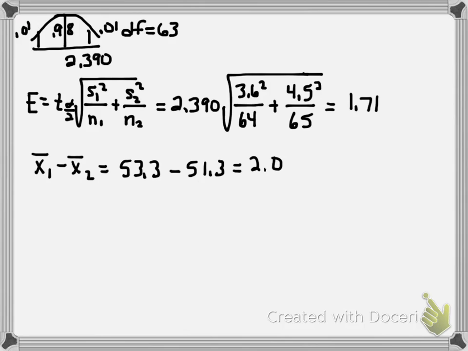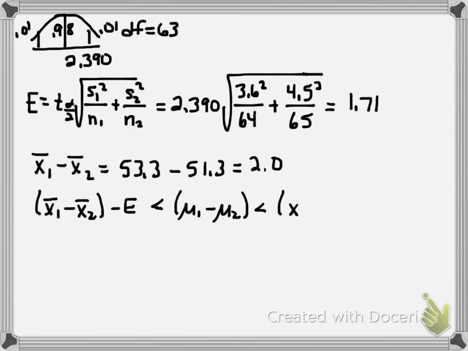The formula for the confidence interval is the difference in the sample means minus the error. In the center, we have the population mean 1 minus population mean 2. On the right side, again, we have the difference in the sample means, but this time we have plus the error. So let's substitute in the numbers.